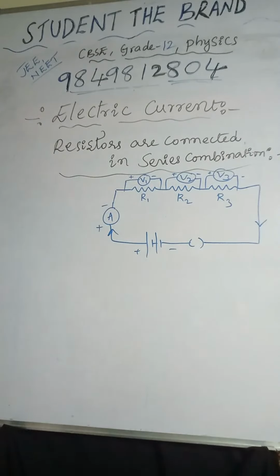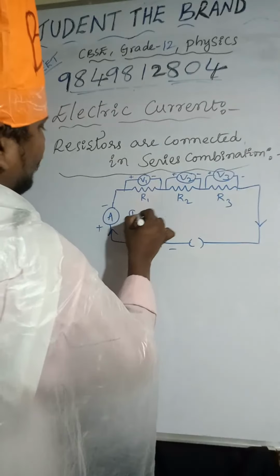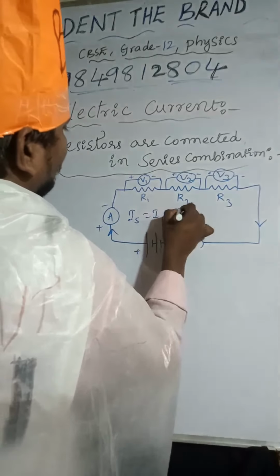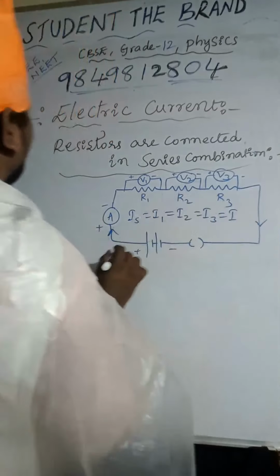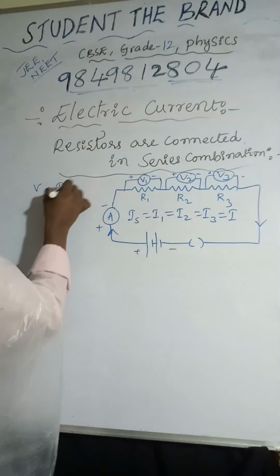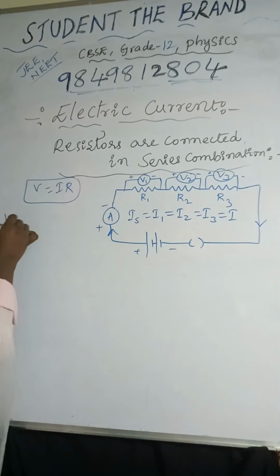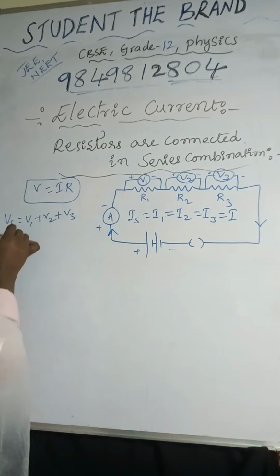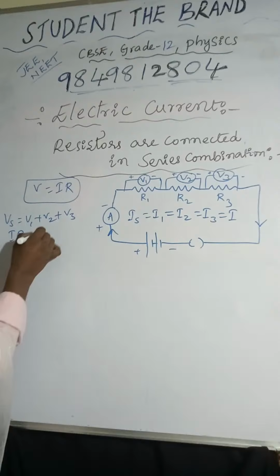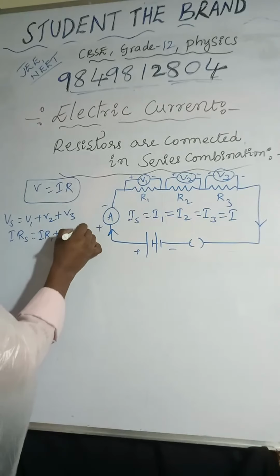If resistors are connected in series combination, now you can take. So current is same. I1 equal to I2 equal to I3 equal to I. Current is same. So V equal to IR. Now Vs equal to V1 plus V2 plus V3. So I Rs equal to I R1 plus I R2 plus I R3.